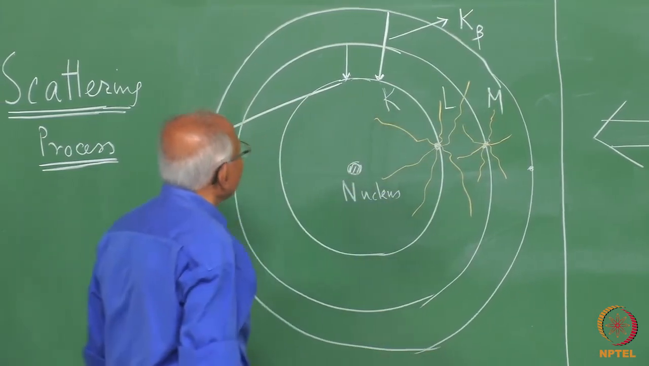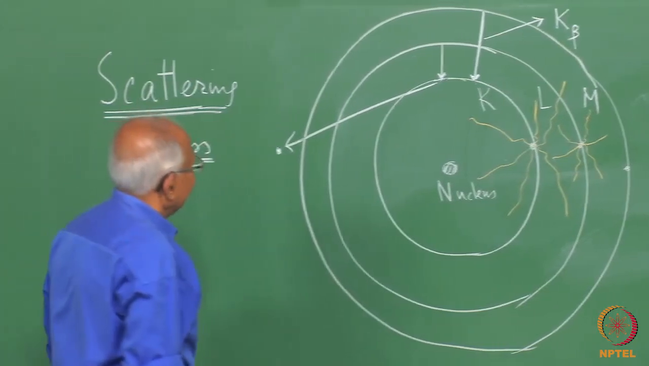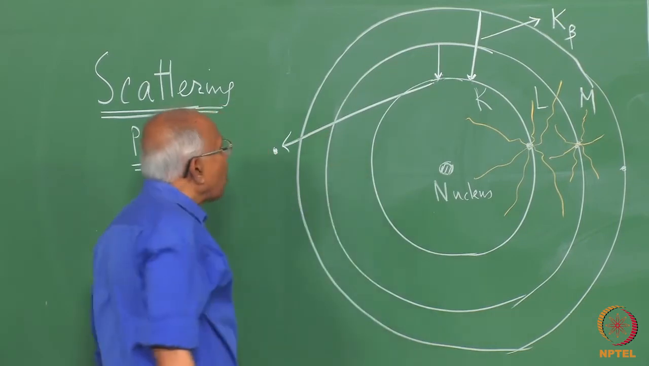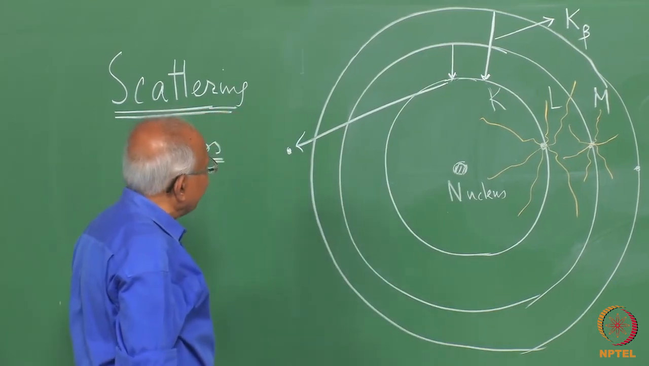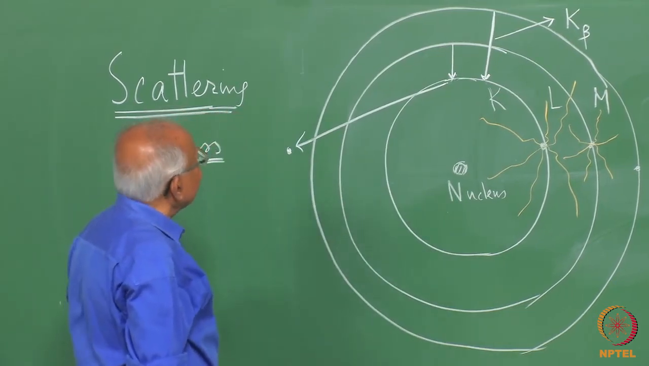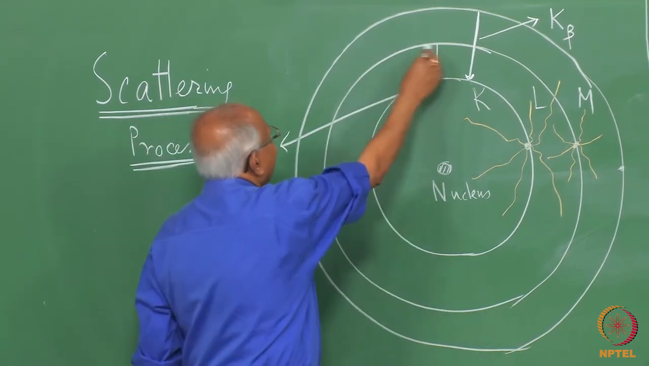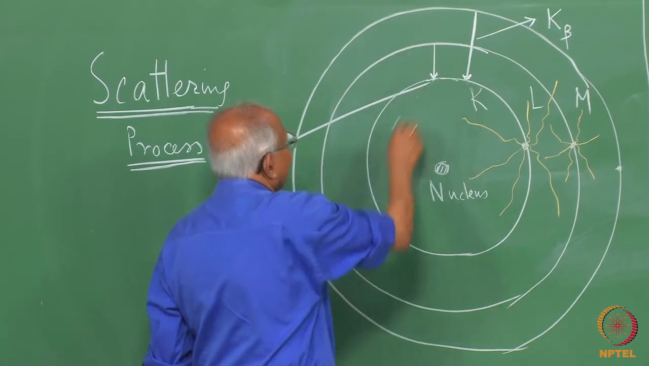On the other hand, when an L shell electron comes and occupies the vacancy in the K shell, then it has to shed extra energy, because an L shell electron has a higher energy than a K shell electron.